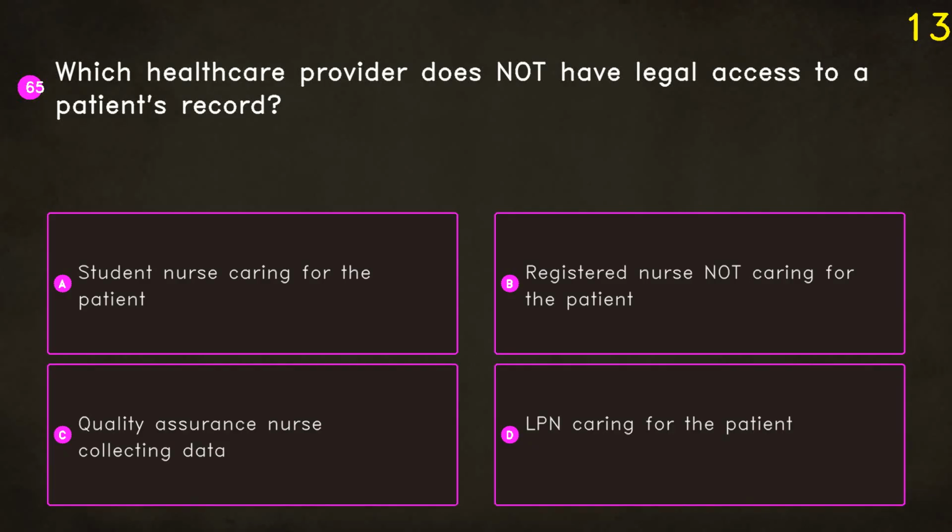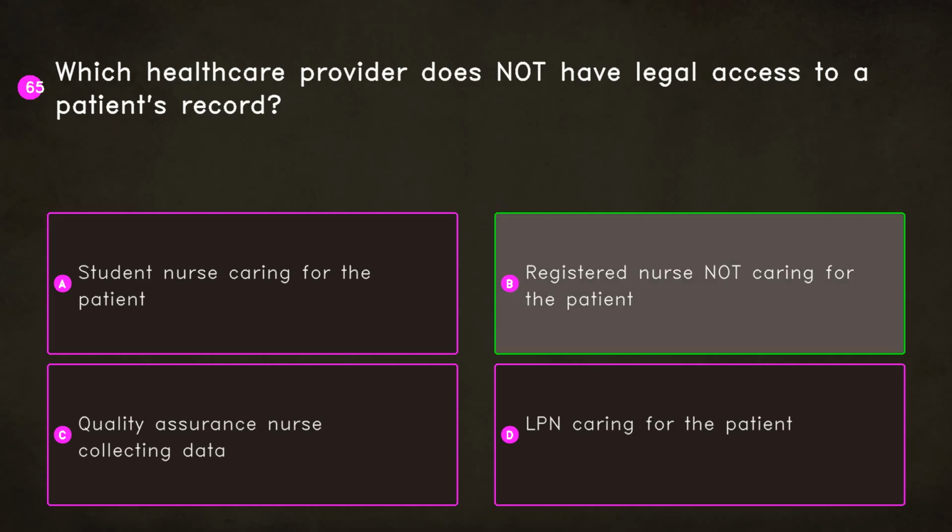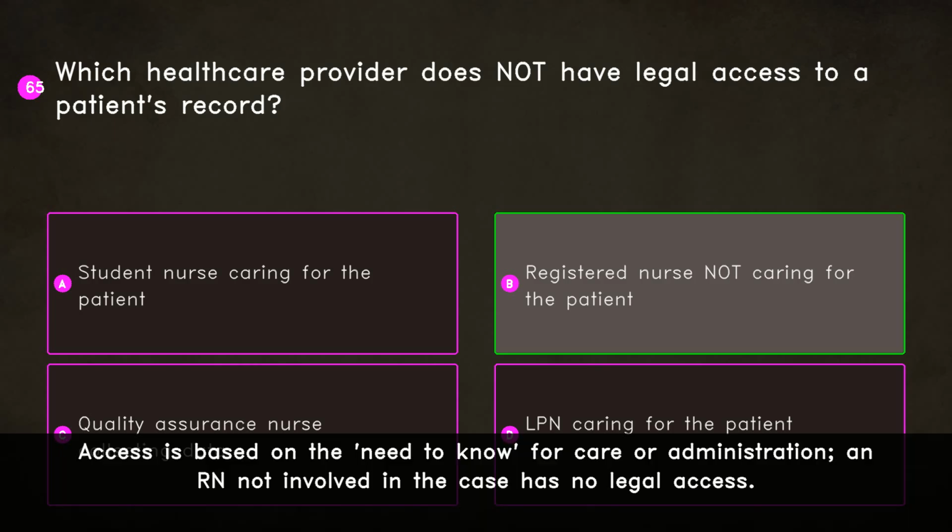Question 65. Which healthcare provider does not have legal access to a patient's record? A. Student nurse caring for the patient. B. Registered nurse not caring for the patient. C. A quality assurance nurse collecting data. D. LPN caring for the patient. The correct answer is registered nurse not caring for the patient. Access is based on the need to know for care or administration. An RN not involved in the case has no legal access.